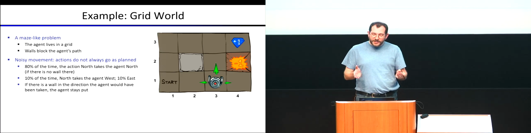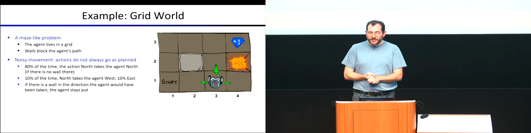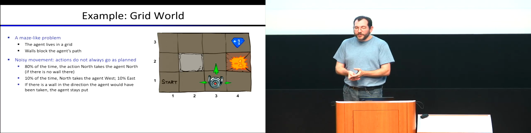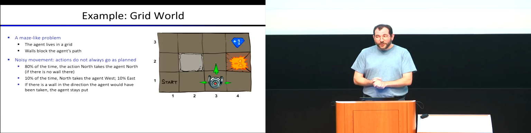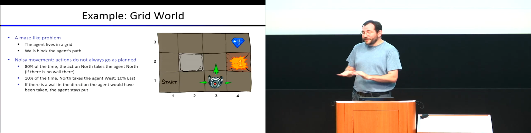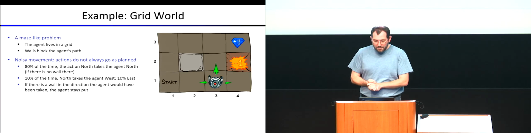The other 20% of the time, you either go counterclockwise or clockwise a direction. So 10% of the time, if you try to go north, you'll actually go west. 10% of the time, if you try to go north, you'll actually go east. In this grid world, you're totally safe from going south. That's something that will never happen in this model if you try to go north.